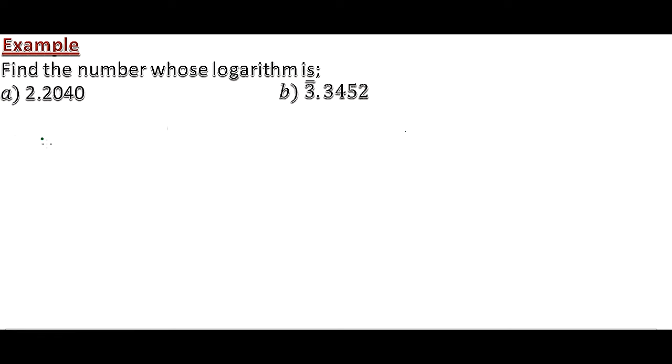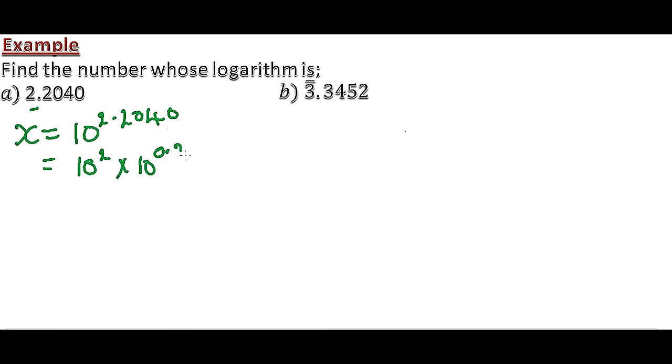In this example, find the number whose logarithm is part A, 2.2040, part B, 3.3452. So we start with part A. If we assume our number is x, it should be equal to 2.2040. Since anti-logarithm is the reverse of getting the logarithm, we can separate this number such that we have 10 to power 2 multiplied by 10 to power 0.2040. So we know that 10 squared is the same as 100.